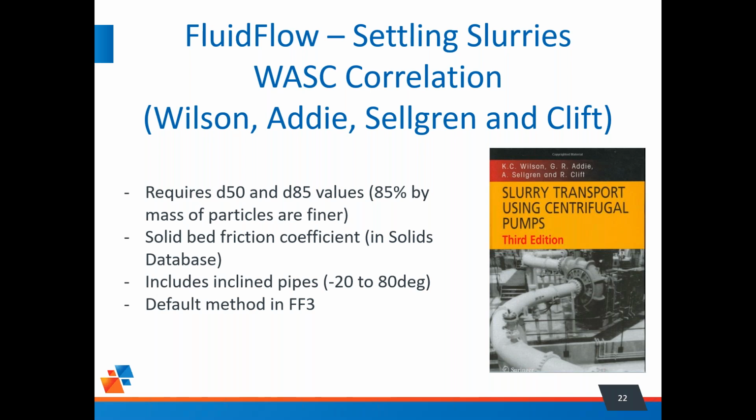I'm sure you recognize the cover of one of the more important literature reference books here, Slurry Transport Using Centrifugal Pumps by Wilson, Addy, Zellgren, and Clift. This will require both D50 and D85, where D85 means 85% by mass of particles are finer, and the solid bed friction coefficient defined earlier in the solids database. It can include inclined pipes anywhere between -20 to 80 degrees.